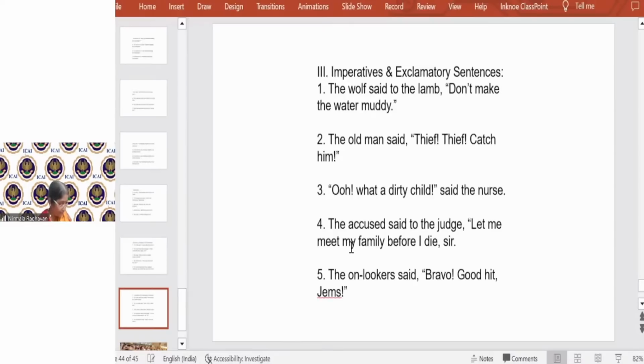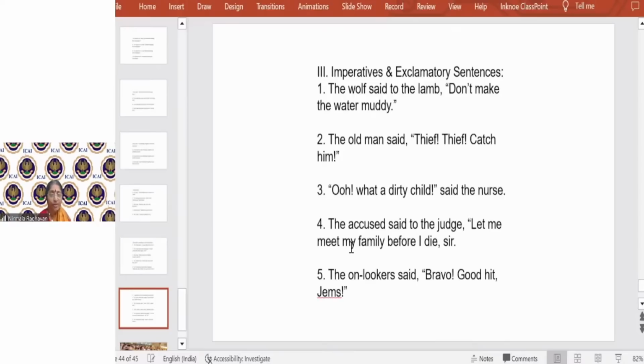Question 1, yeah, I've said it now. The wolf ordered the lamb or shouted at the lamb not to make the water muddy. MCQ is just for your understanding. You will only have to change this to reported speech.